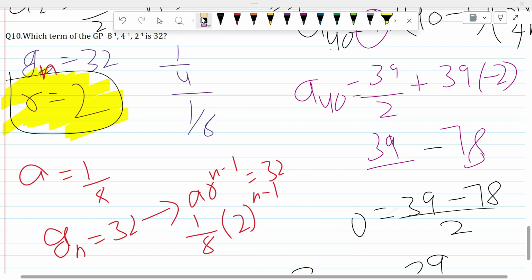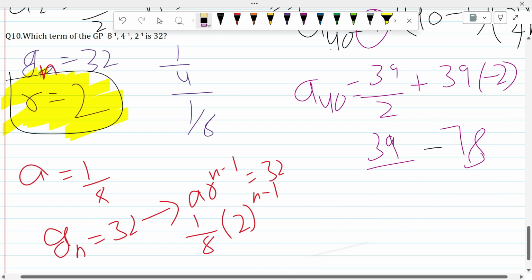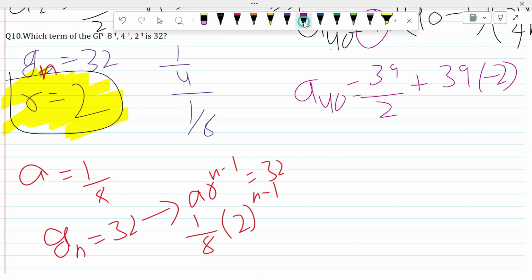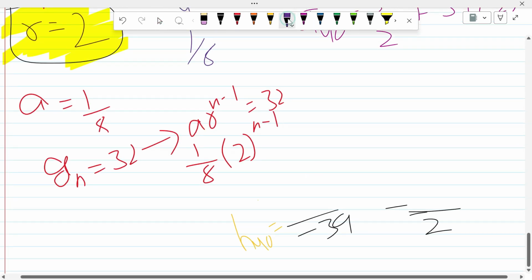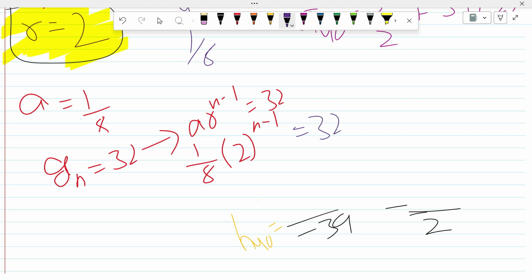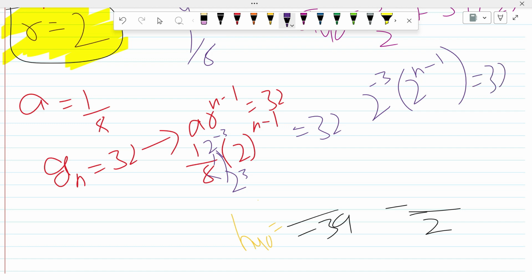Let me rub these things because they're disturbing me. Yeah, so let's move on. These are equal to 1/8 and 32. Okay, let me convert this into 2 power 3. And if I bring this upwards, I will get 2 power minus 3. Now 2 power minus 3 into 2 power n minus 1, right, is equal to 32.